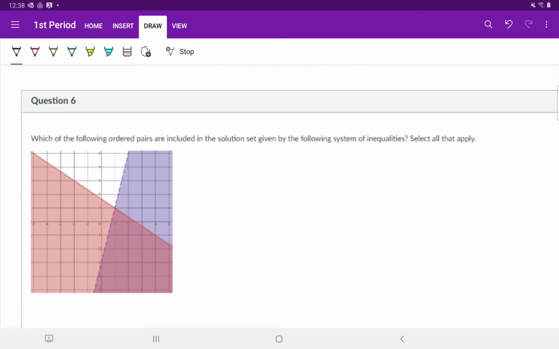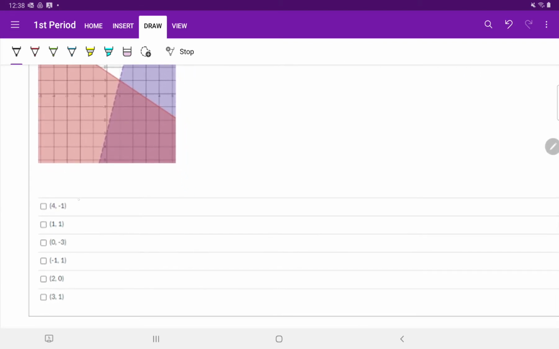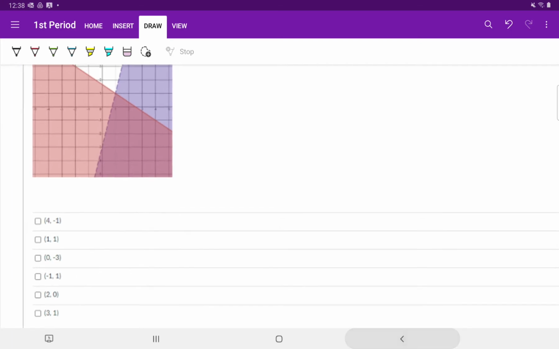Question 6. We want to know which of the following ordered pairs are included in the solution given by the following system of inequalities. And we're given a lot of different points to choose from. So these are all possible answers. Now we don't have to really show any work on this problem. There's no algebra or calculations we have to do. It's really just going to be a matter of looking at our graph, finding each of these points, and then telling from the picture whether it's a solution or not.